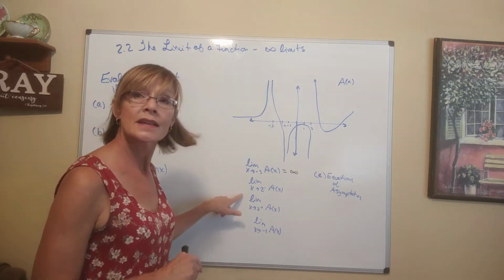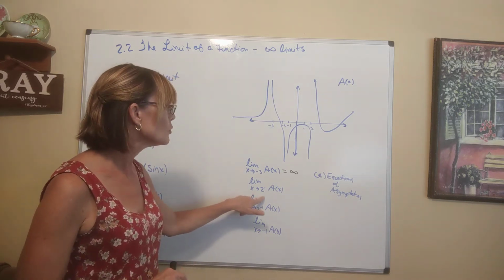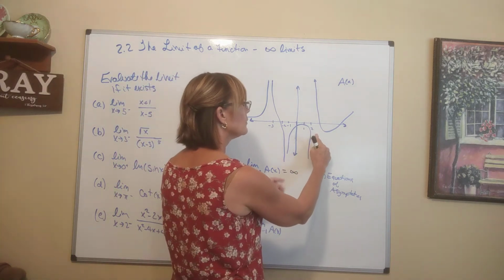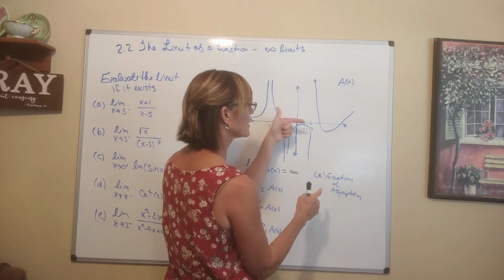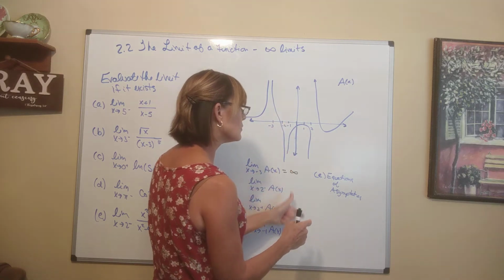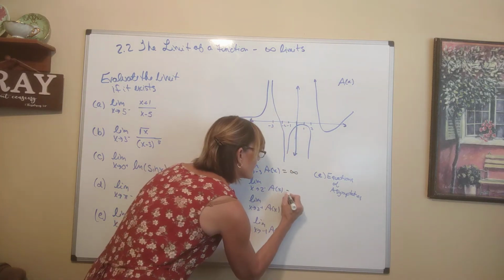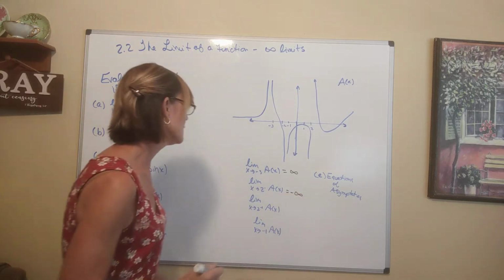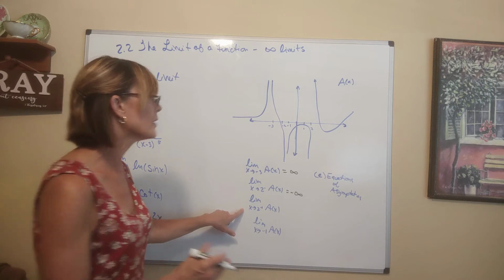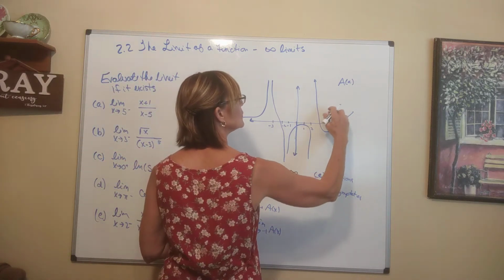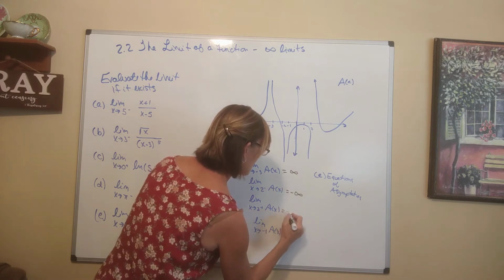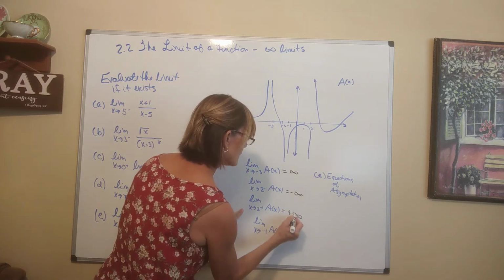The limit as x approaches 2 from the left of a of x. Okay, we're over here at 2, and we're on the left side of 2. On the left side of 2, it is going down to negative infinity. All right. How about the limit as x approaches 2 from the right? Okay, from the right side of 2, it looks like it's going up to positive infinity. That is what it says.